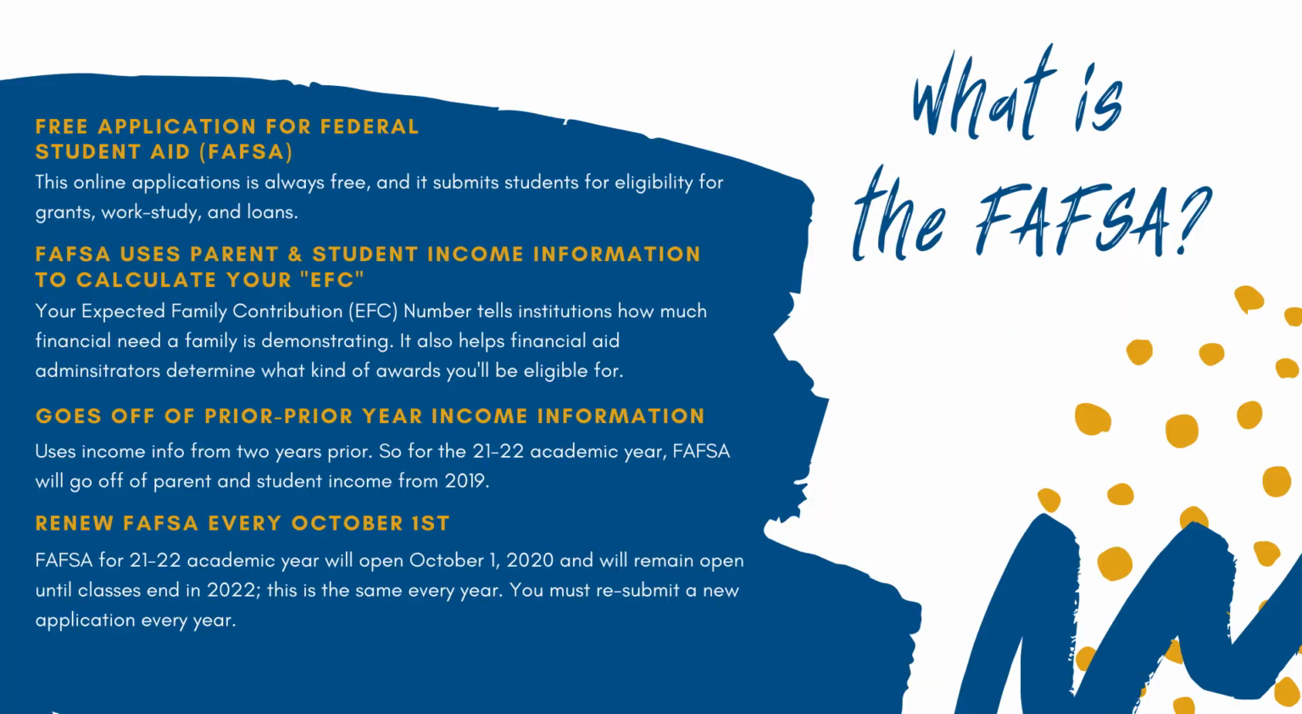Then, after you've done the admissions process, you should go ahead and complete the Free Application for Federal Student Aid. And for the 21-22 academic year, the FAFSA becomes available on October 1st. Now, you may have done the FAFSA at the previous institutions that you've attended, and if so, you're familiar with it. You know how it works.